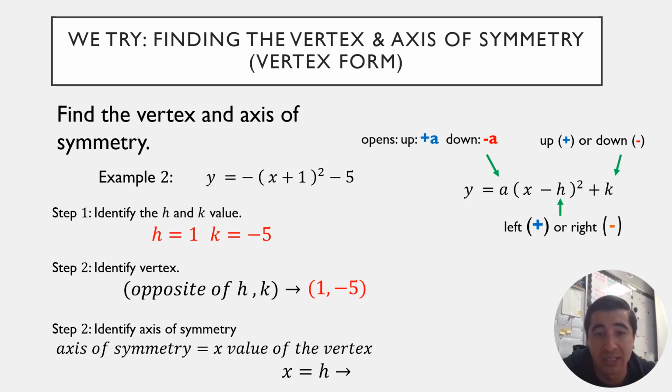If you wrote x is equal to 1, you are correct. Again, we are just taking the x value of the vertex that we just found, in which case it's 1. And it is written as the equation of x is equal to the value of 1.